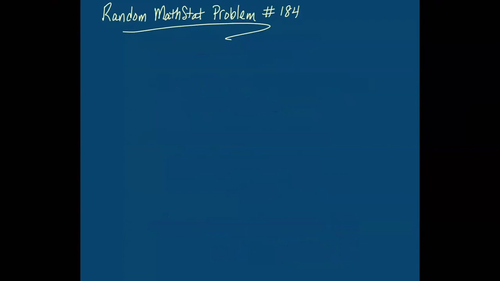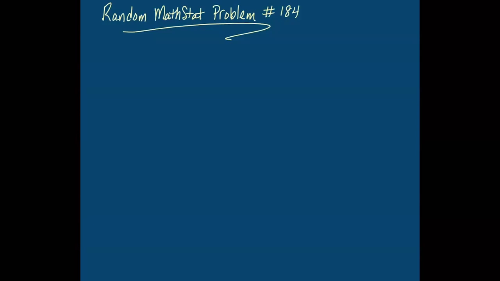This is the solution to random MathStat problem number 184, where we're given X1 and X2, IID, or a random sample of size 2 from the standard normal distribution, and we're asked to find the distribution of the ratio X1 over X2. There are many ways you can approach this problem, but the MathStat approach, based on what we know so far, is for us to use the Jacobian method.